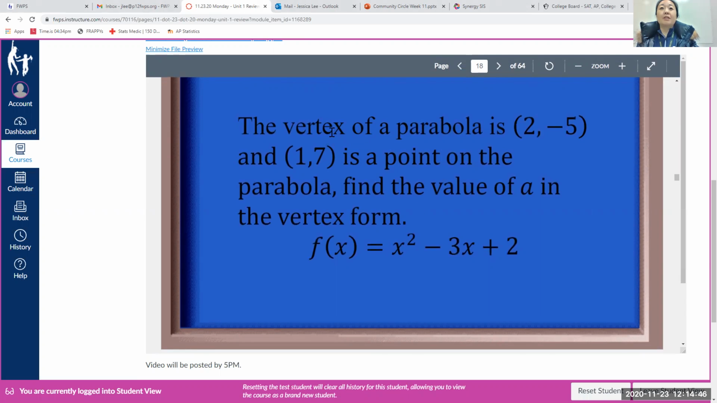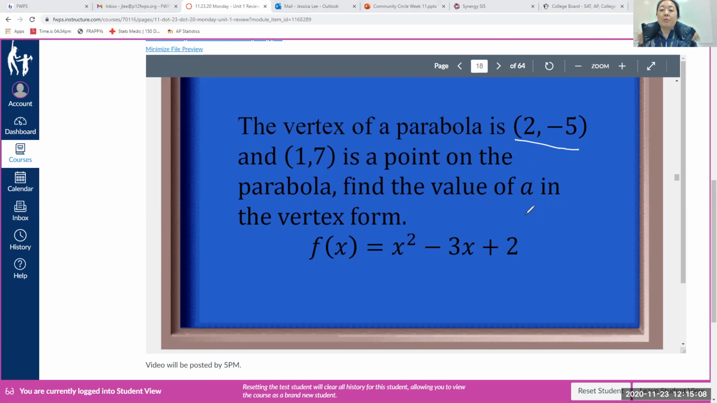It says the vertex of a parabola is (2, -5), and (1, 7) is a point on the parabola. Find the value of a in vertex form. A couple of things going on here. Okay, I'm going to tell you right now, the test is not going to be this complicated. Just saying, right? But we know the vertex form right here.